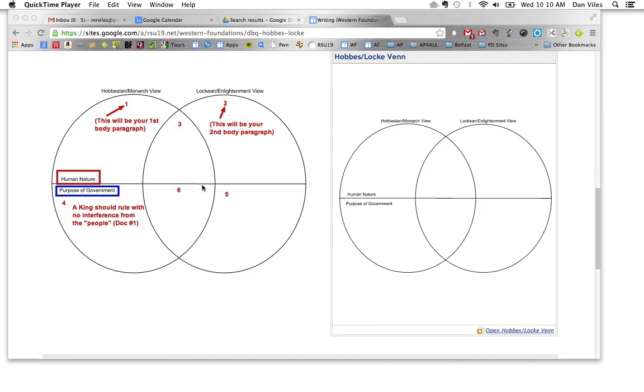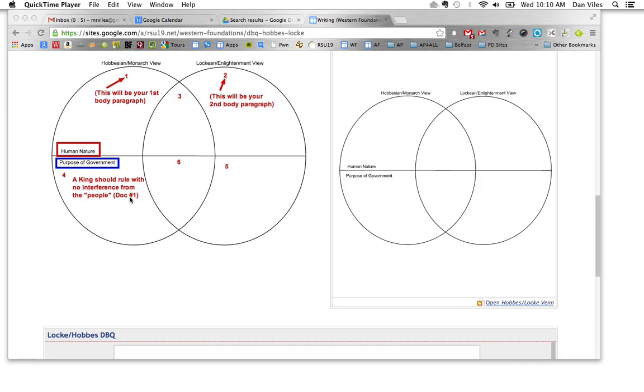The next thing I would point out to you is this genius line that cuts the Venn in half. Everything on the top side of this line will be about human nature and the comparing and contrasting views of human nature. So in this section, how does Hobbes and people who think like him view human nature? What do they think humans are like? Are we good, bad? Here's the Lockean view of human nature. Do they share any common ground?